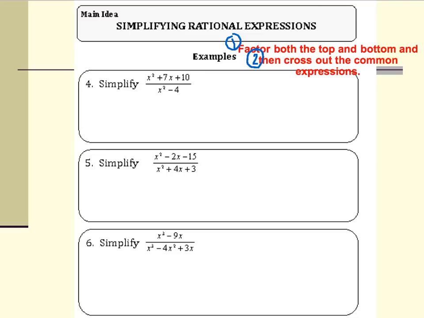Okay, so for this, we're first going to factor out both the top and bottom, and then the second thing we're going to do is cross out the common expressions. So we've got to remember that for 4, 5, and 6 here. So let's look at the top.